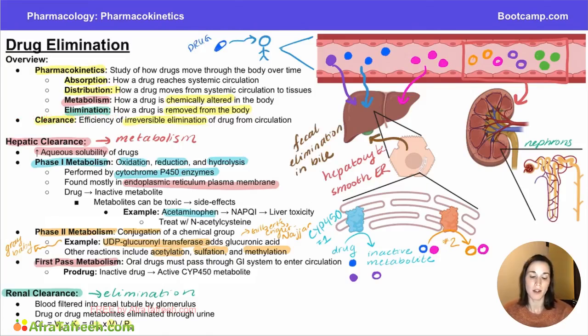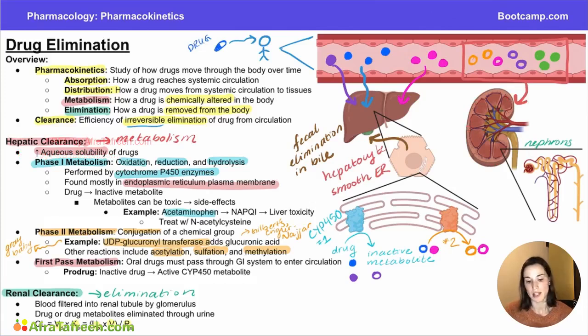So to summarize what we've talked about in this video, clearance describes the irreversible removal of functional drug from systemic circulation, either through metabolism or elimination. The primary organ systems involved in this process are the liver, which metabolizes drugs into more aqueously soluble compounds, and the kidneys, which eliminate the drug or its aqueously soluble metabolites through the urine.